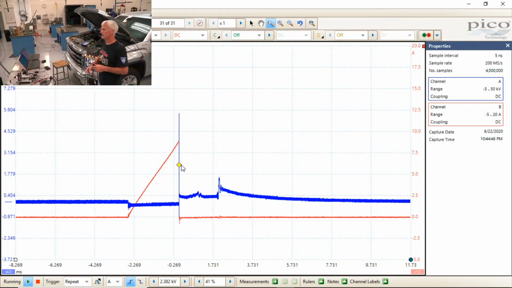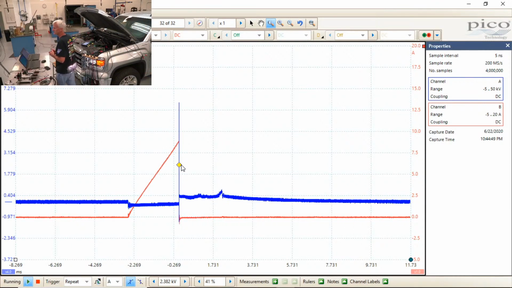Well, I can see my amperage. Yeah, I got lucky, both situations. I can see my amperage. And I can see my voltage. It's a beautiful thing.